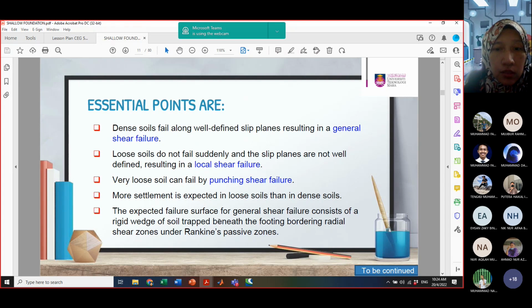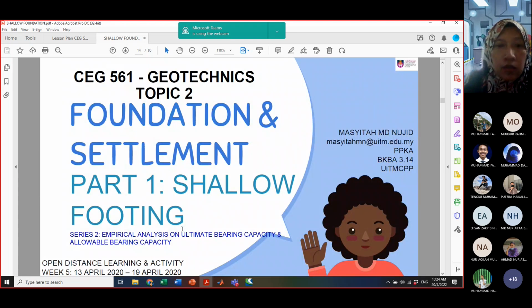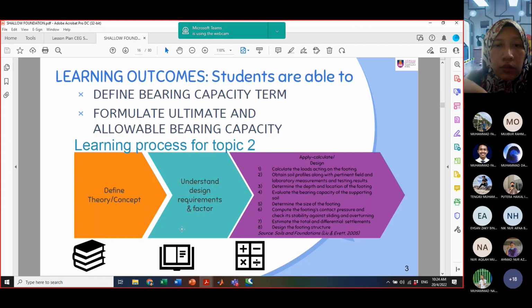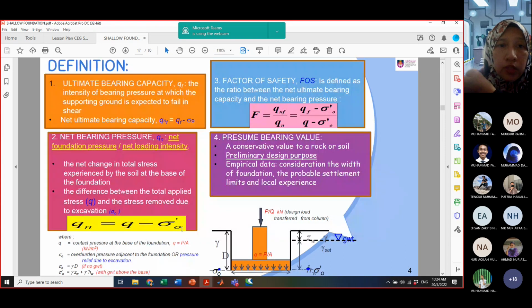The expected failure surface for general shear failure consists of a rigid wedge trapped beneath the footing, bordering radial shear zones under Rankine and passive zones. Okay, that's on the shallow. Now we want to see the theory behind the concept for shallow foundations, and how we can calculate the ultimate and allowable bearing capacity for shallow foundations.